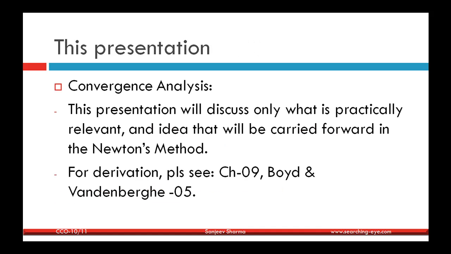So in this presentation I am going to discuss only those topics that are practically relevant and the ideas that we will carry forward in Newton's method. So the central idea is that the rate of convergence depends on the condition number of the Hessian of the function near the optimum solution. And Newton's method utilizes this fact to boost the rate of convergence.